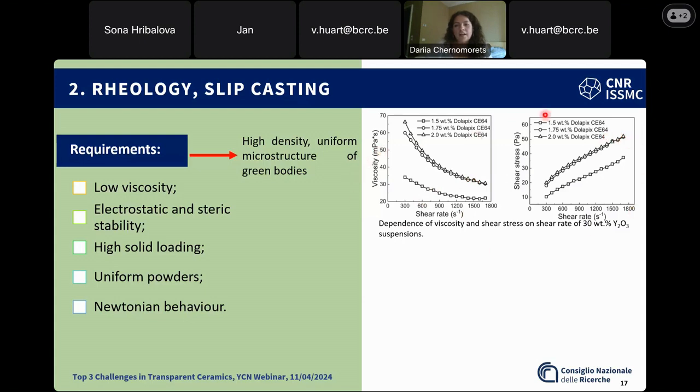So the first question is, thanks, Jan. I would like to know how to control the carbon contamination by using SPS and HIP. Okay, you're welcome.